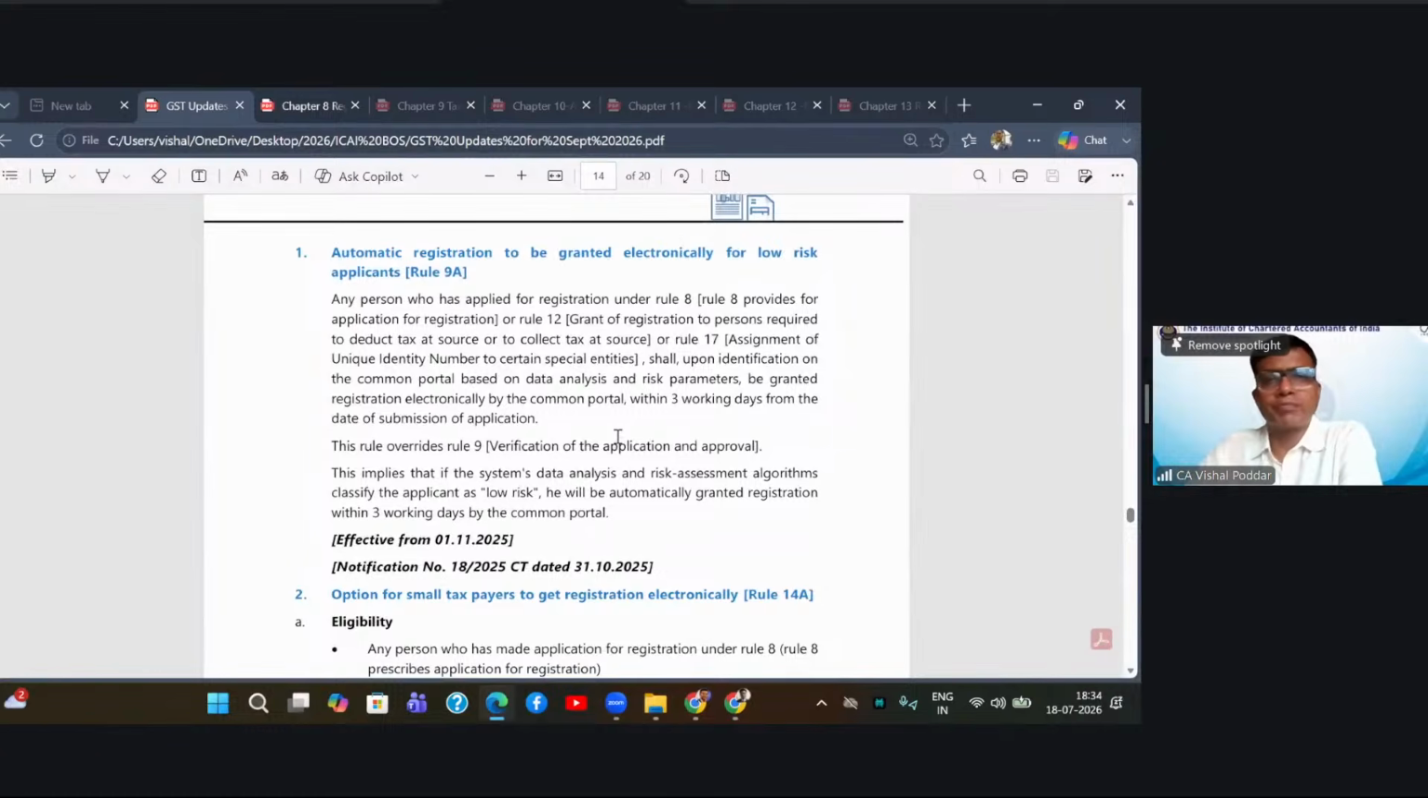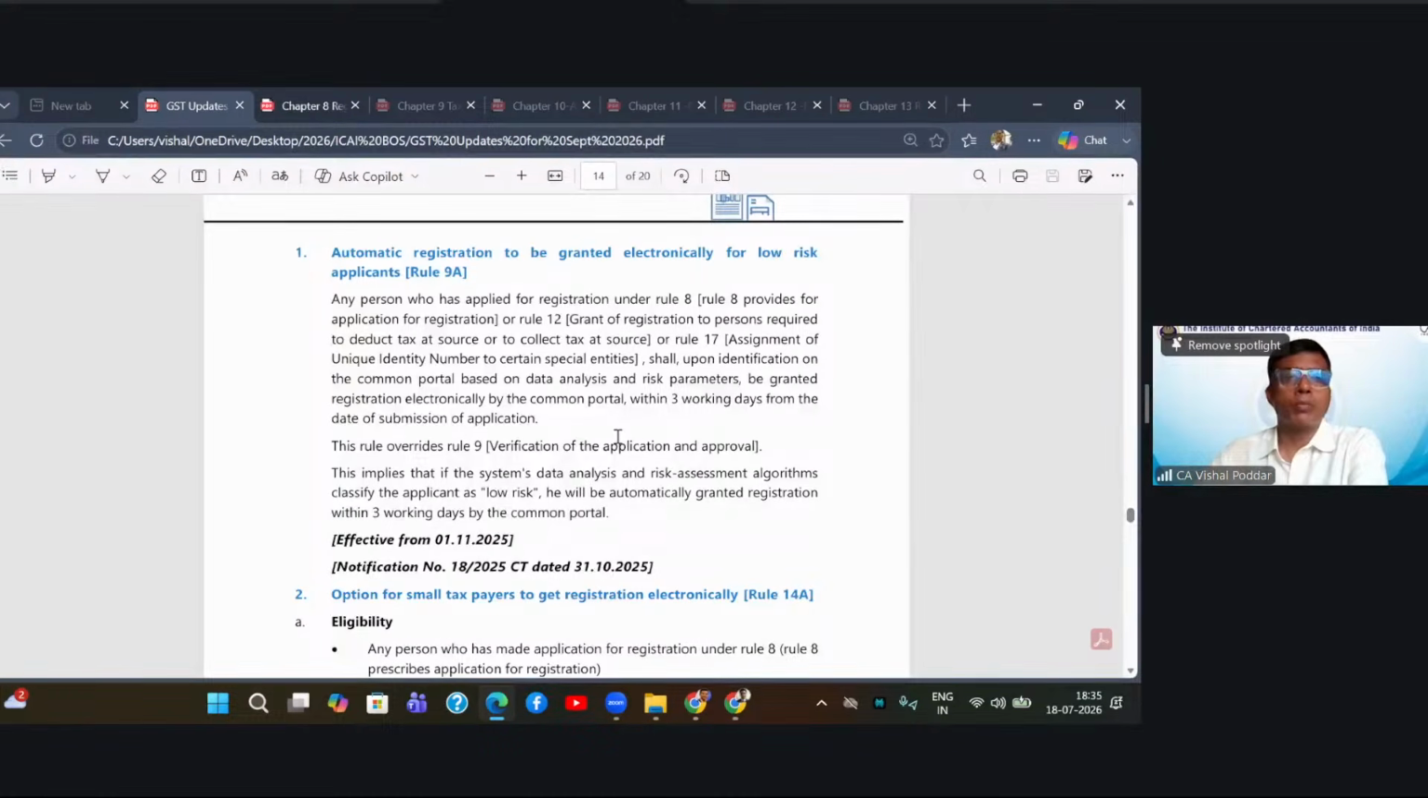Now, as we saw, there is a long drawn process which requires a minimum number of days. First, you are given 30 days, then the officer has 7 days. If the officer gives you a query, again, you have to reply back in 7 days. And again, within 7 days, the officer has to grant registration. In some cases, this is also extended to 30 days.